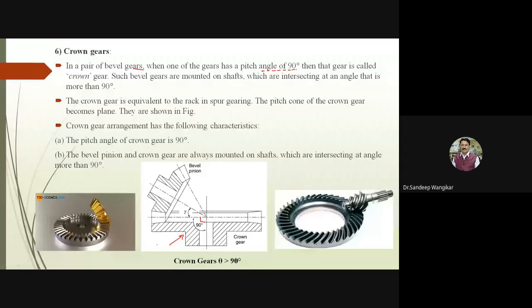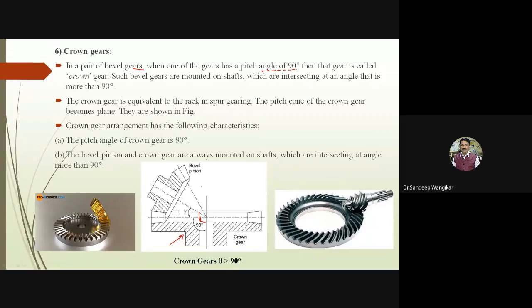Such bevel gears are mounted on shafts which intersect at an angle more than 90 degrees. The pitch angle of this gear is 90 degrees, and whatever the pitch angle of the other gear, the combination, the angle theta, will definitely be more than 90 degrees. So this is the case of the crown gear. The crown gear is equivalent to a rack in spur gear.